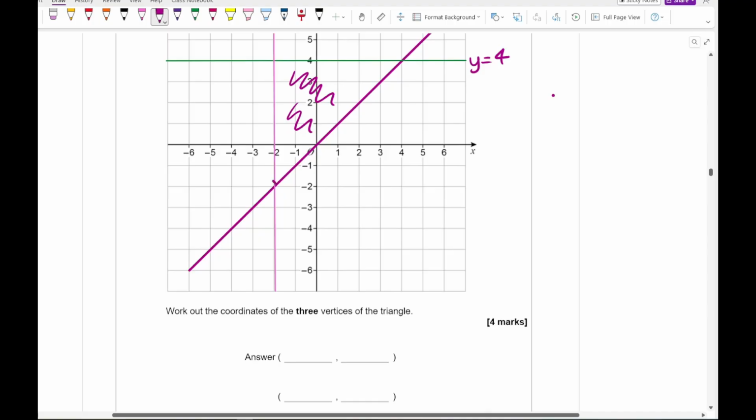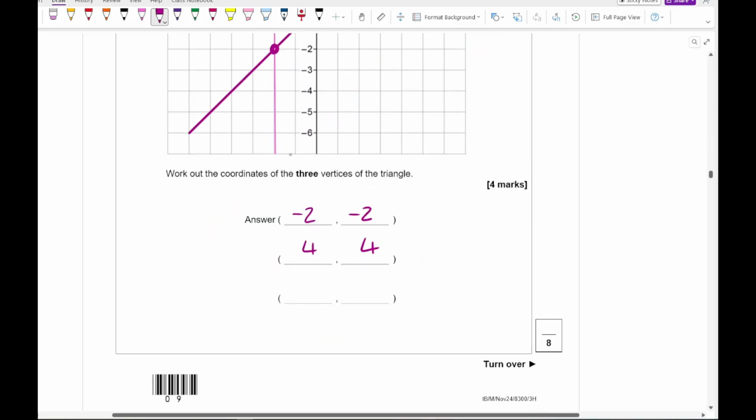So one vertex is at this point here, which is at minus 2, minus 2. Another vertex is at this point here, which is at 4, 4. And the last vertex is at minus 2, 4. So I just need to write minus 2, 4. And there you go. You can write those coordinates in any order as you wish.